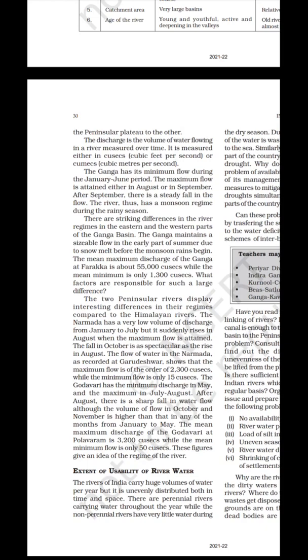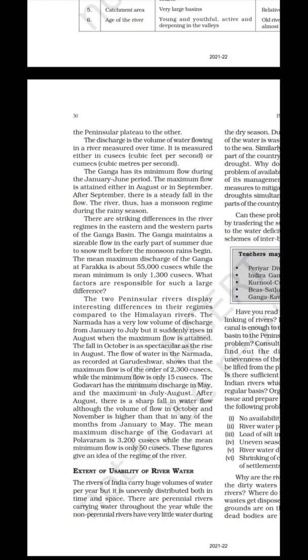The flow of water in the Narmada, as recorded at Garudeshwar, shows that the maximum flow is of the order of 2,300 cusecs, while the minimum flow is only 15 cusecs. The Godavari has the minimum discharge in May and the maximum in July-August. After August, there is a sharp fall in water flow, although the volume of flow in October and in the months from January to May is lower. The mean maximum discharge of the Godavari at Polavaram is 3,200 cusecs, while the mean minimum flow is only 50 cusecs. These figures give an idea of the regime of the river.